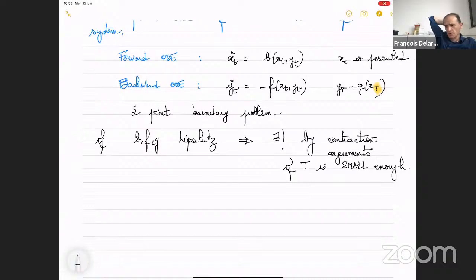In fact, for those of you who know hyperbolic equation, this is exactly what happens for hyperbolic equation, because you can think of the characteristic system of a hyperbolic equation as being a forward-backward ODE. And if you start from something that is Lipschitz, then you can expect to get on a small interval of time well-posedness of the characteristic system. But after some time, you may have some shocks. And this is exactly what happens here. I will go back to this point next.